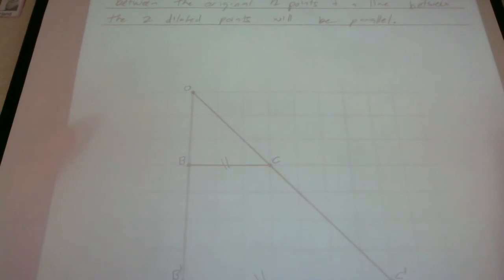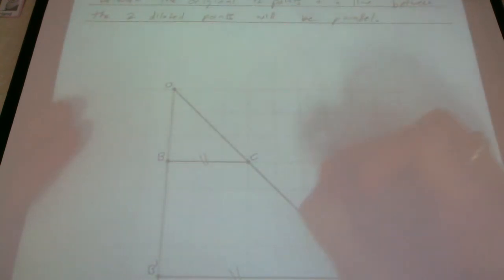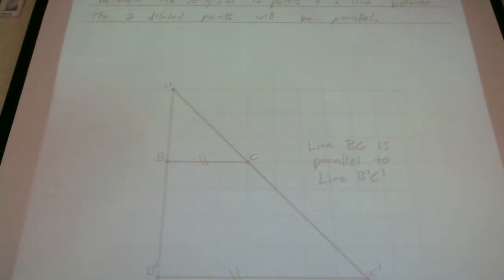So let's write that out so we remember it. Line BC is parallel to line B prime C prime, and this will be true whenever we dilate out points, which is really cool because we know a lot of things about parallel lines, so now we can use that to manipulate things. Alright, let's keep moving on. Let's move on to the next page.